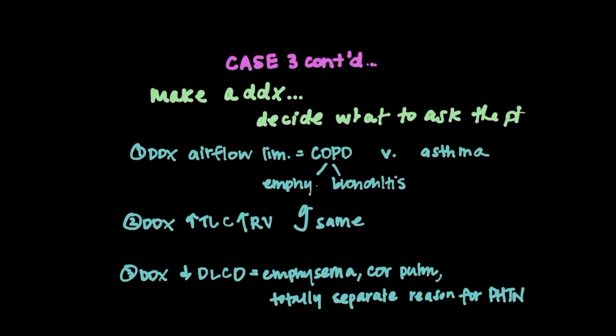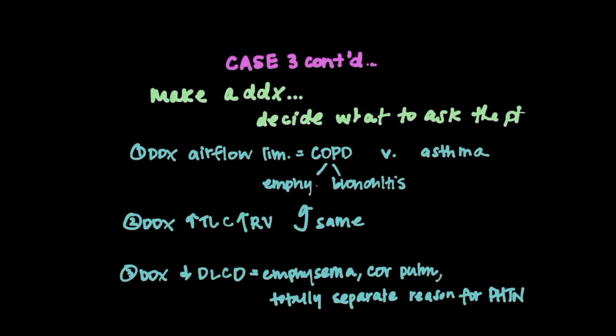So number one, the differential for the airflow limitation is essentially COPD versus asthma most of the time. Remember, COPD can have emphysema and bronchitis. The differential for an increased TLC and an increased RV is going to be essentially the same because the airflow limitation is what's causing the air trapping, leading to the increase in the RV and the TLC. Make sense?